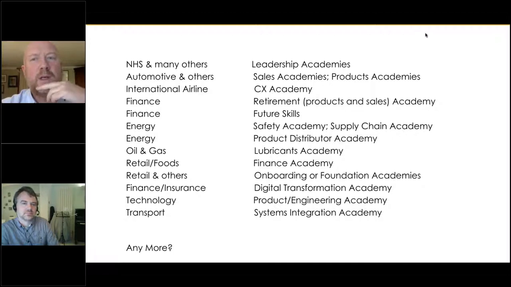I won't go through the whole list, but onboarding, a group of onboarding assets pulled together, we've seen referred to as perhaps a foundation academy or foundation learning academy. And they can sometimes be very specialist around a particular area of practice, like systems integration in an engineering context at the bottom there.